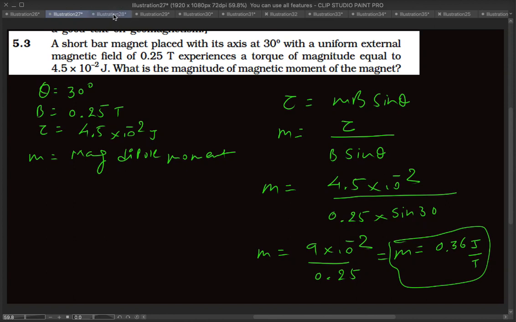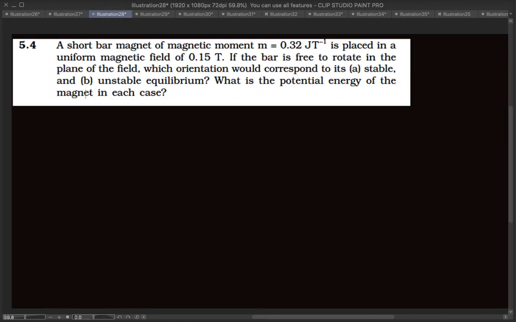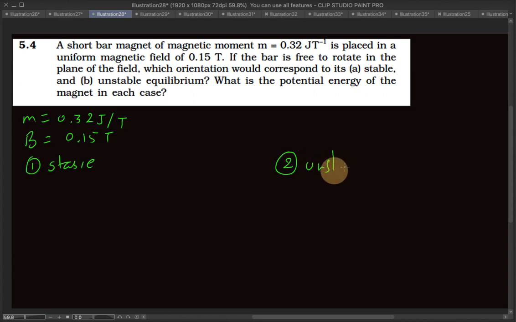Next example is 5.4: a short bar magnet of magnetic moment M equal to 0.32 joule per Tesla is placed in a uniform magnetic field B equal to 0.15 Tesla. It is free to rotate in the plane of the field. Which orientation would correspond to, first of all, the stable condition, and next the unstable condition? For both these conditions we have to find the potential energy.